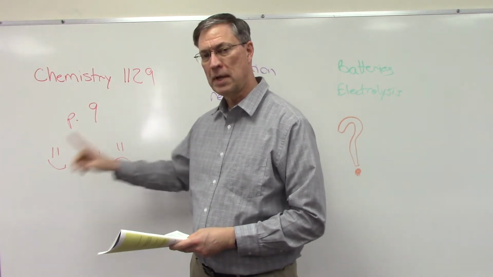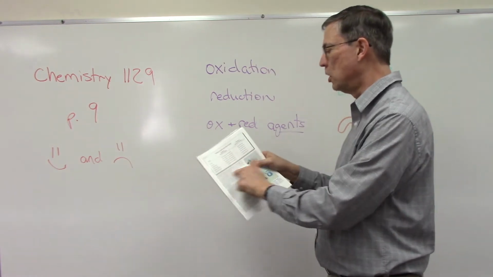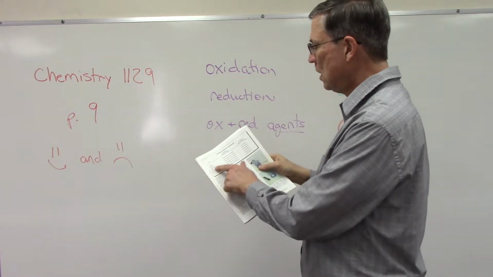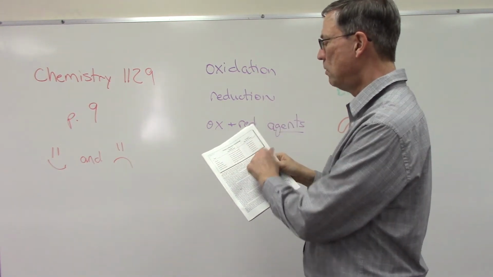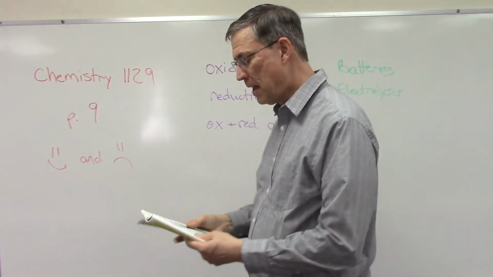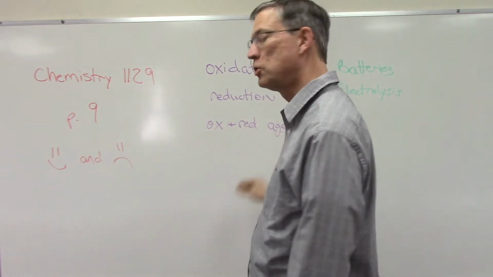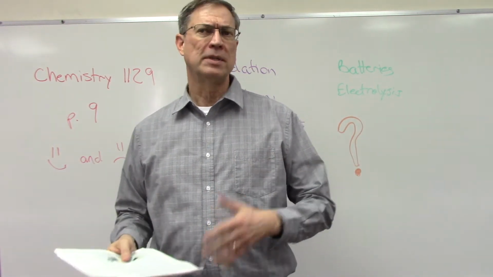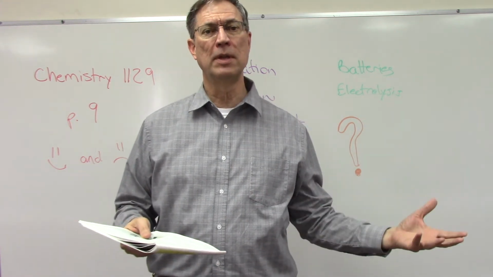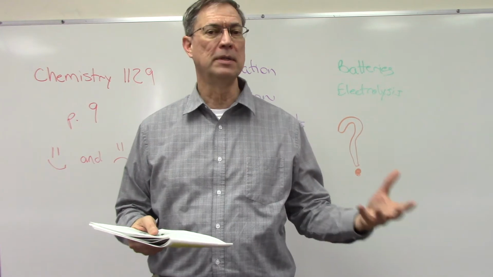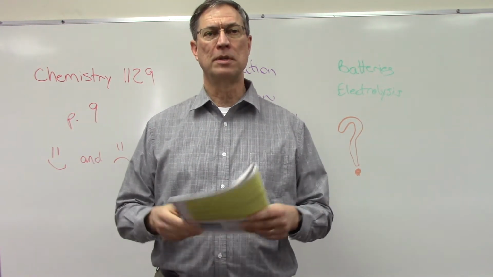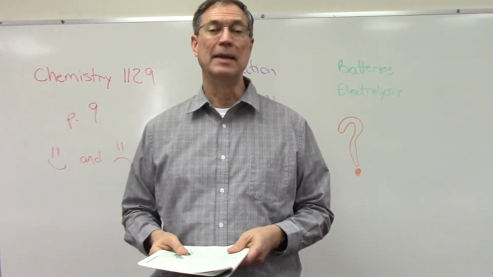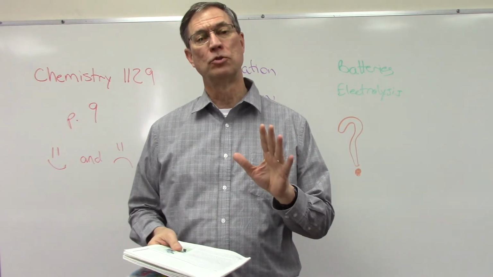Let me start with the good news. At the very top of page 9 is a chart, and it summarizes oxidation and reduction, and what that does to the oxidation number and the number of electrons. Then it introduces the oxidizing and reducing agent terms, which you're going to be reading about. If something gets oxidized, the other thing that is working on that reaction is called the oxidizing agent. An agent is something that's doing the work. I don't have a good way of really making this super clear.